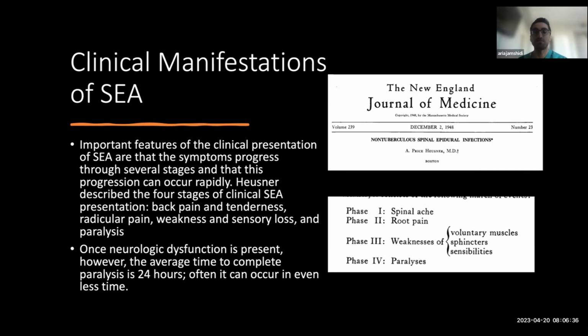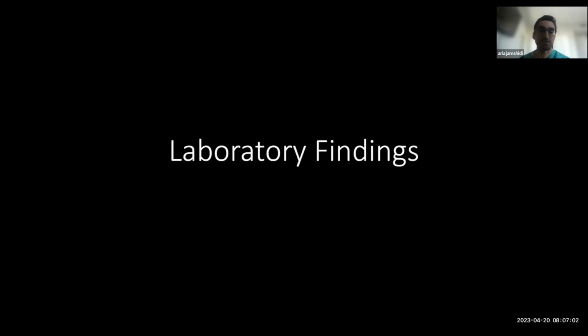So patients then start complaining of radicular pain down the arm or down the leg. And then eventually this can progress to sensory loss and then weakness, and then ultimately paralysis if it goes ignored for too long. And once neurological dysfunction is present, the average time to complete paralysis can be as fast as 24 hours. So we really don't have a lot of time to intervene if a clinical suspicion is there.